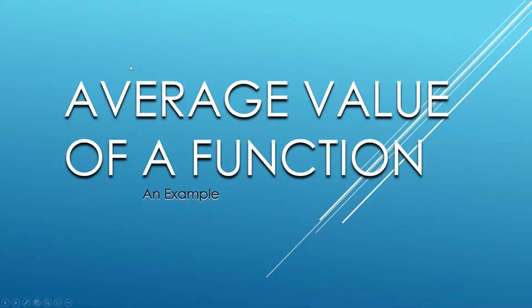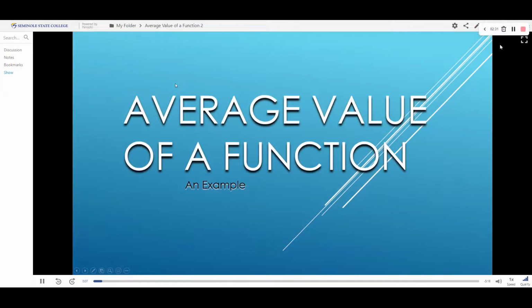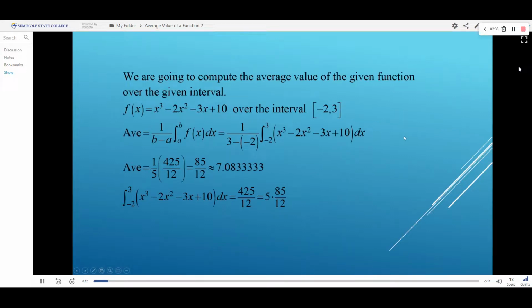Well, in this video I want to take a look at the average value of a function and show an example. Now, the average value of a function over some interval is defined to be the integral from a to b, initial x value to terminal x value, of the function, and then divide that integral by the length of the interval.